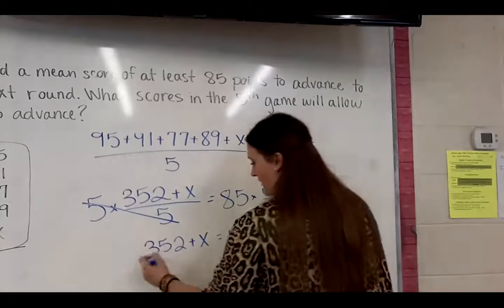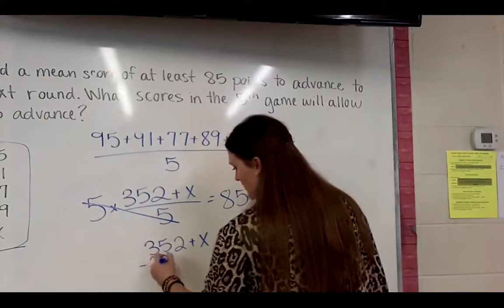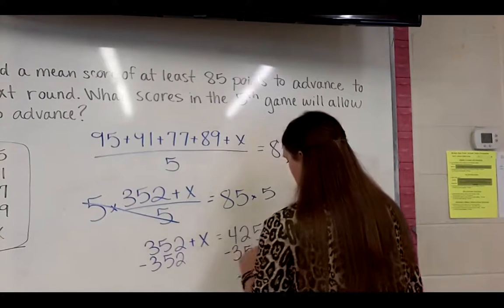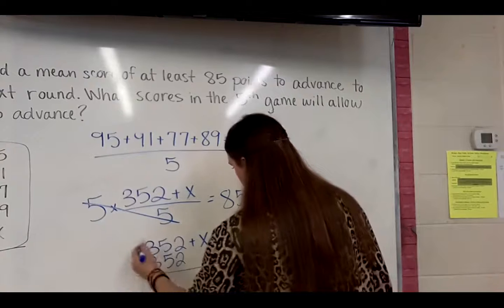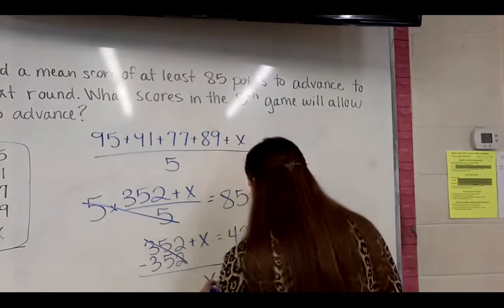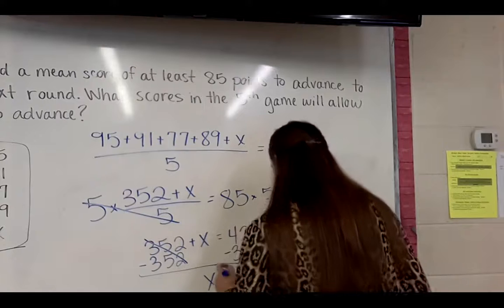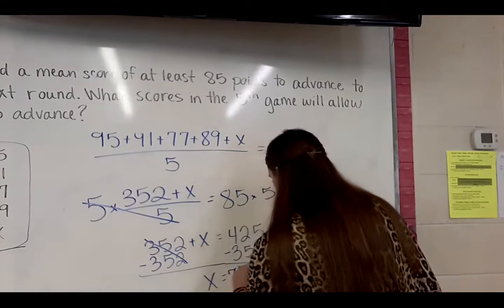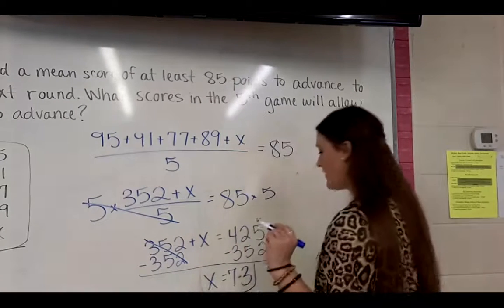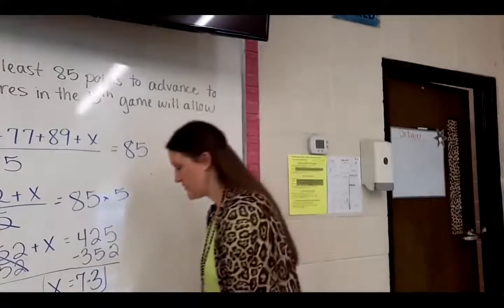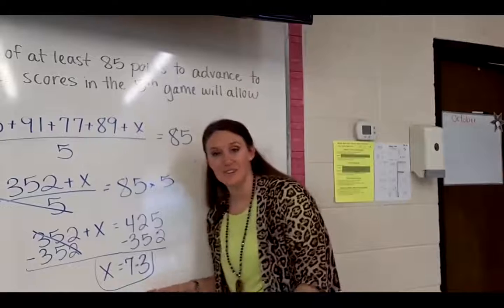Now we subtract because there's nothing out front, so it means that's positive. And I get that X equals 73. So you need a score of at least 73 to advance to the next round. Hopefully, bend down so I can see it a little better. You need a score of 73.